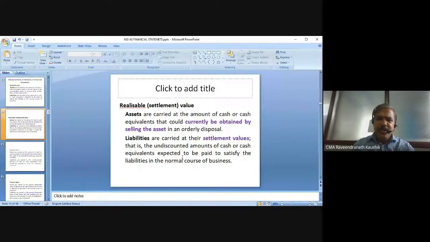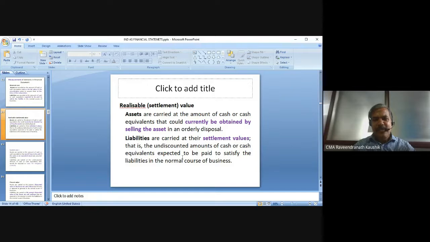Whatever assets you are holding in the books of accounts will definitely have some value if they are to be sold tomorrow or disposed of in the regular business. So whatever amount it fetches you, that is called realizable value. So currently obtained by selling the asset in an ordinary disposal. It should not be something where you are marketing it on a big scale, or entering into some contract and trying to sell that as an additional income on business or something like that. It should not be like that.